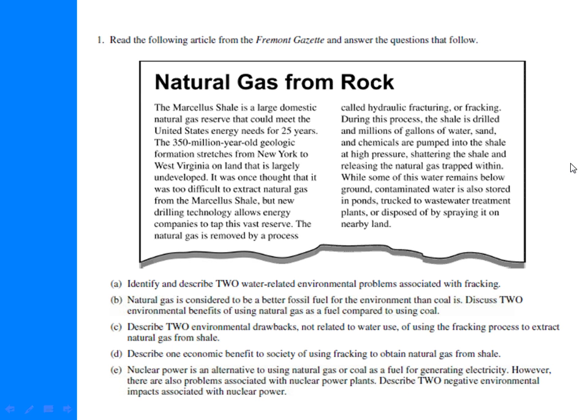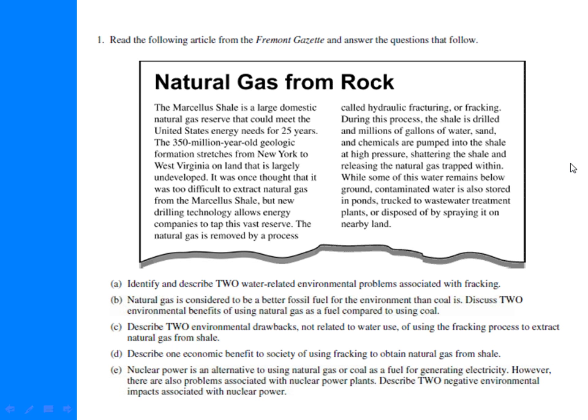So for number 1, usually the DBQ is the first question that they ask you, and so it will give you this article, and it says, read the following article from the Fremont Gazette. The AP writers really like using the Fremont Gazette, and answer the questions that follow. So what you would want to do here is you're going to read this article, you're going to highlight or underline, if it's the actual AP exam, important information about fracking or hydraulic fracturing, whatever you think is important from this article. Maybe you can make some notes on the side. Just remember, you don't have very much time.